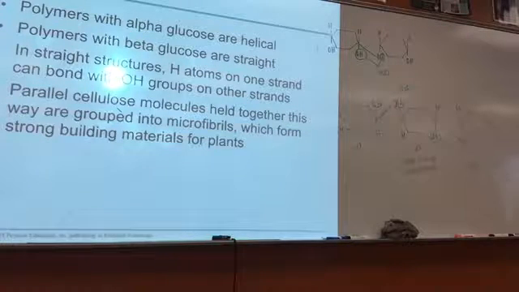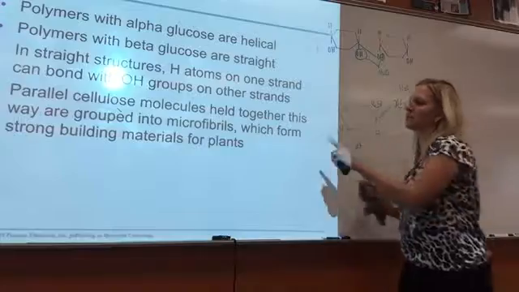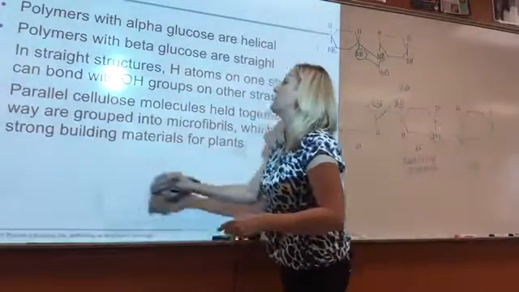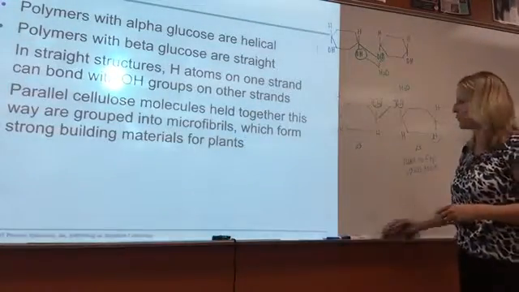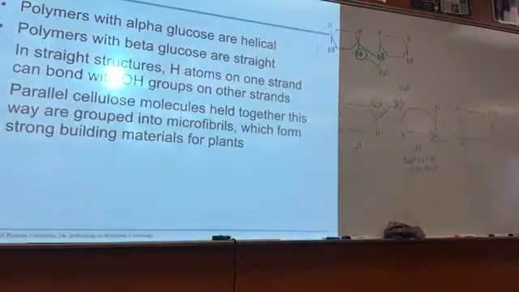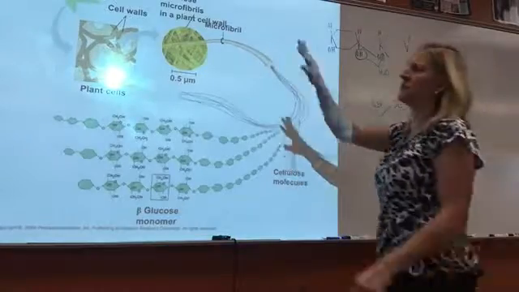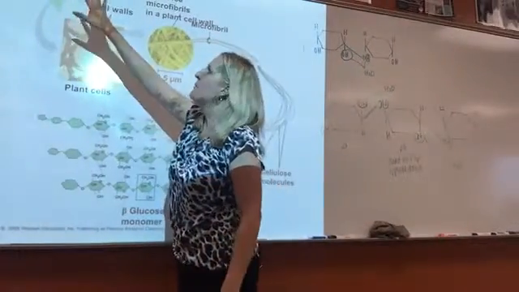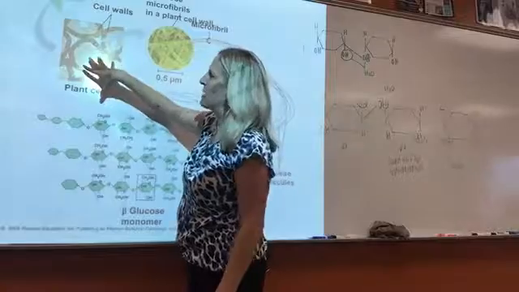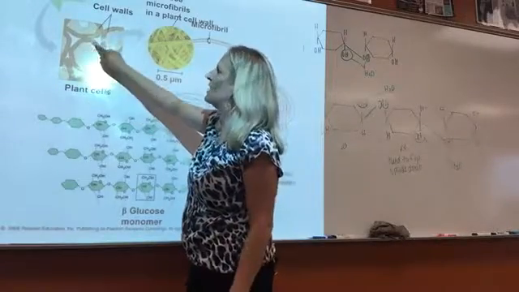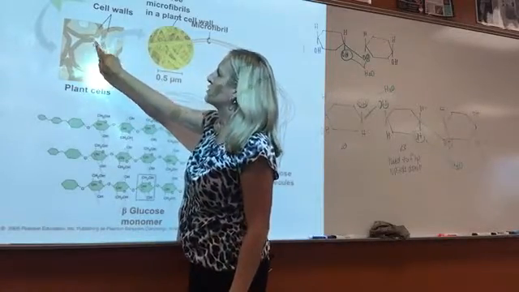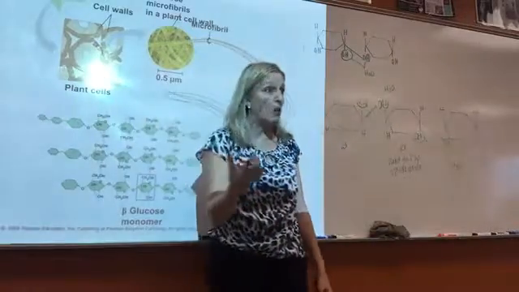And these parallel cellulose molecules held together this way are grouped into what we call microfibrils, which form strong building materials for plants, which is what this picture here is showing you. So here you're seeing a plant material, a leaf. Microscopically, that leaf is made out of many plant cells. These are the plant cells. The darker portion around here represents the cell wall.